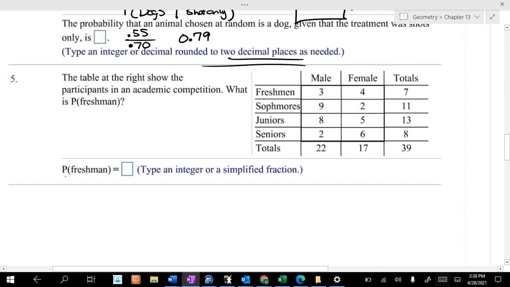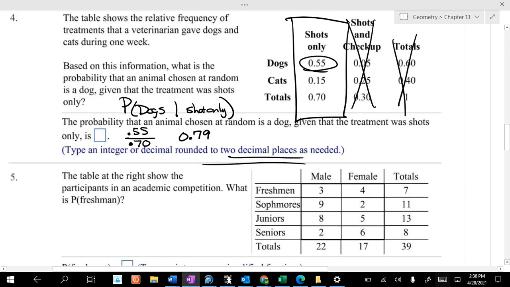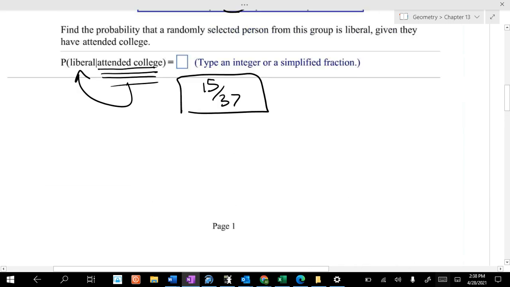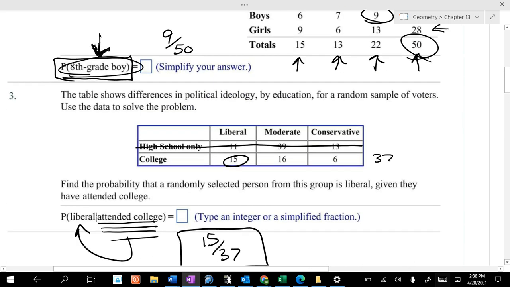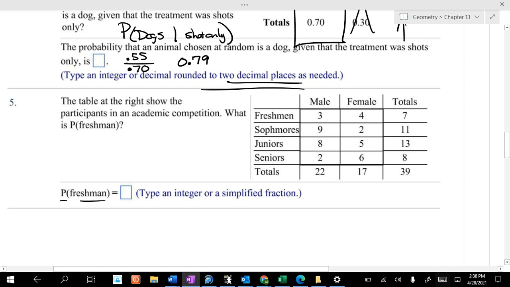Last one. You see probability of freshmen. So that's freshmen out of everyone because it's not a conditional probability. So you got to look. Are there two things there? Is there a line there with something else? Or is there just one word there? A line there with something else is conditional. Just one thing is a regular probability. Here's a regular probability. Probability of freshmen. Well, there's 7 freshmen out of the 39. So 7 out of 39.